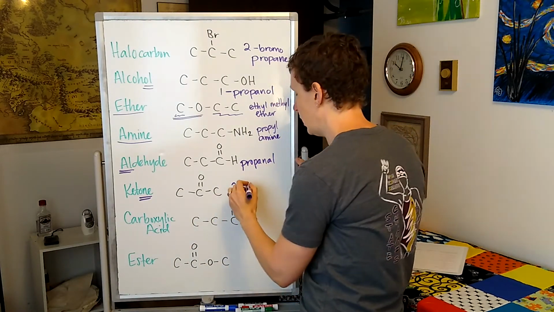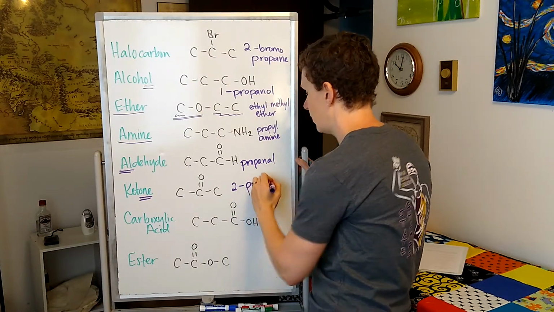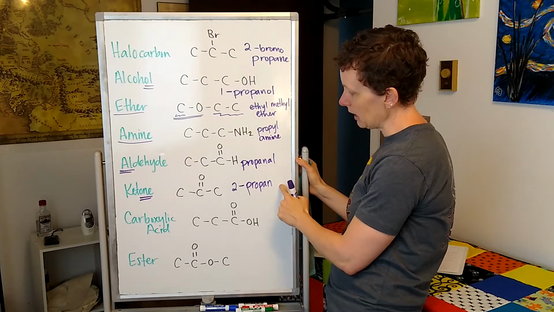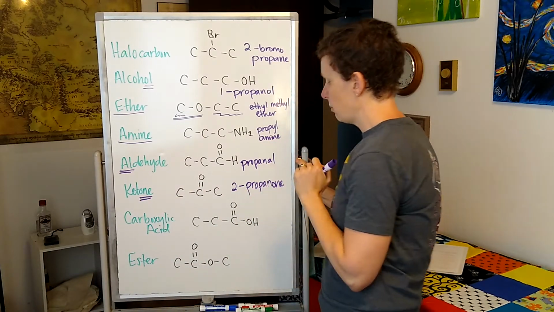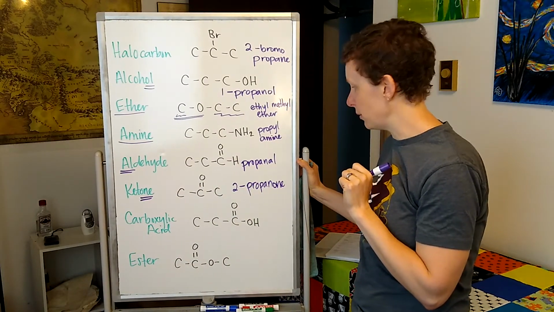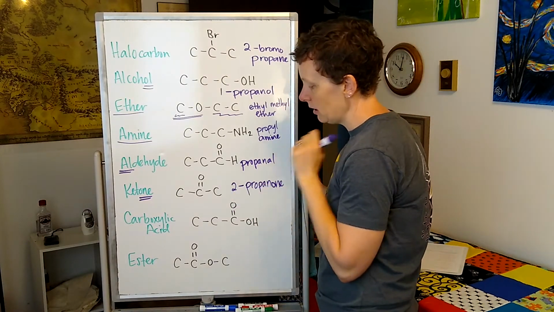Again, propane, but take off the E. So propane without the E, and we change the ending to O-N-E. Propanone, 2-propanone.